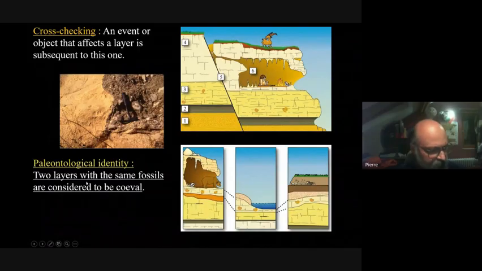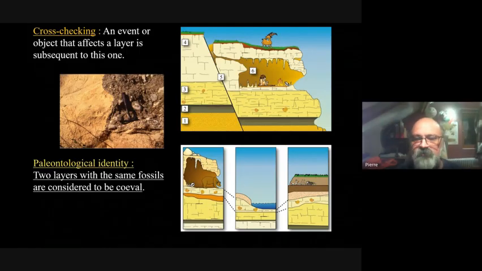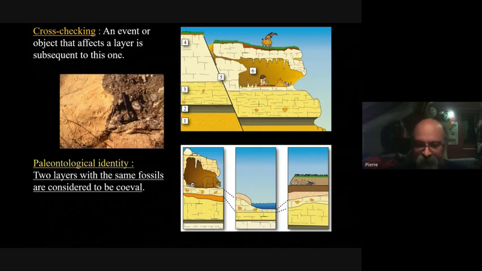And the last one, the paleontological identity, says when you find the same fossil assemblage in two different levels, that signifies these two different layers have the same age. For example, if you find the same microfaunal remains in two different levels of two different sites, if you have a good idea of the age and the specificity of these microfaunal remains, you can say these two levels are coeval, strictly the same age.